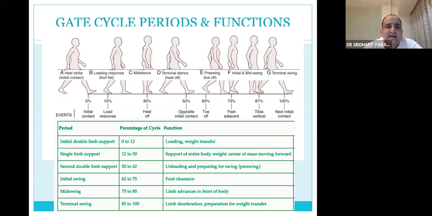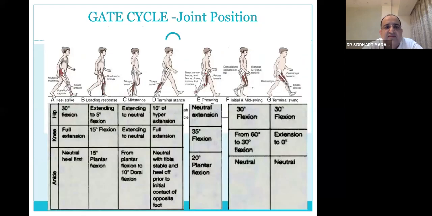So what are the functions of these periods? When the initial limb is supported, double limb support, which is around 12%, the main function is loading and weight transfer. Single limb support supports the entire body weight and moves the mass forward. During the second double limb support, there is unloading and preparation for swing. Initial swing, which is between 60 to 75%, is for foot clearance. In mid swing, the limb advances in front of the body. And in terminal swing, there is limb deceleration and preparation for weight transfer.